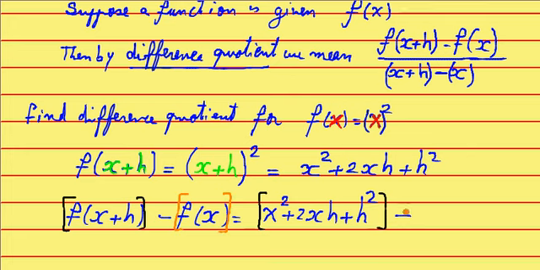f of x was x squared. That doesn't really require that much wrapping, but so this is at the beginning, this is at the end, and this is the difference. And we have now, you go ahead and subtract. You get 2xh plus h squared.